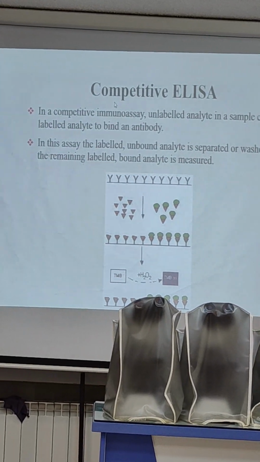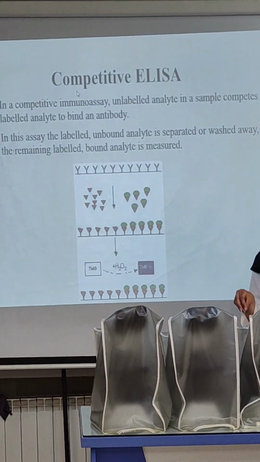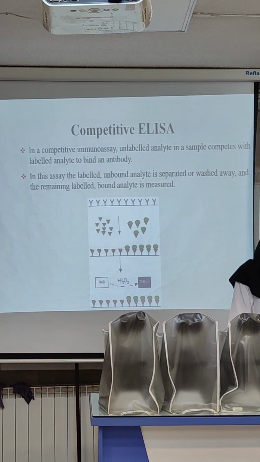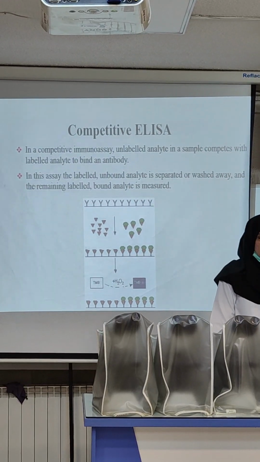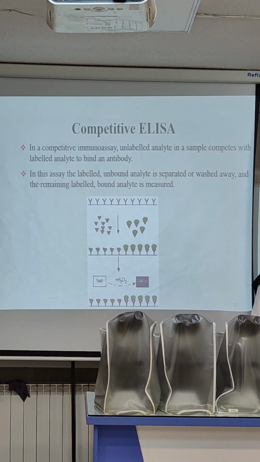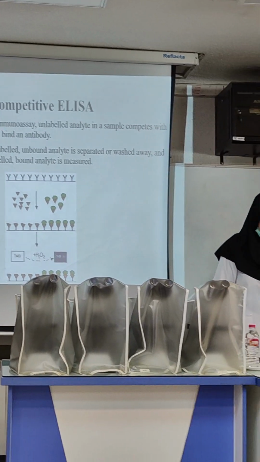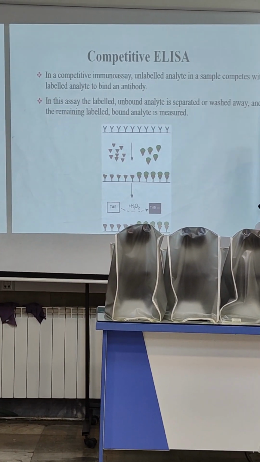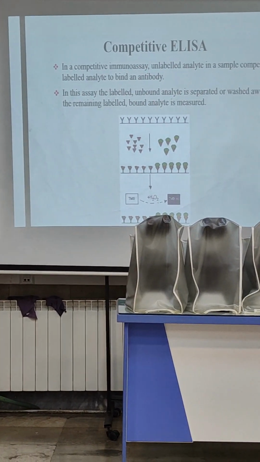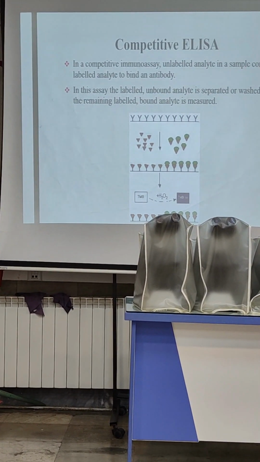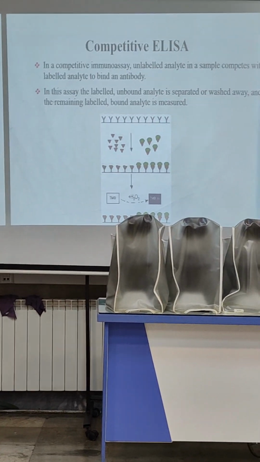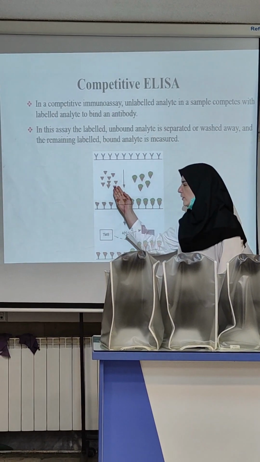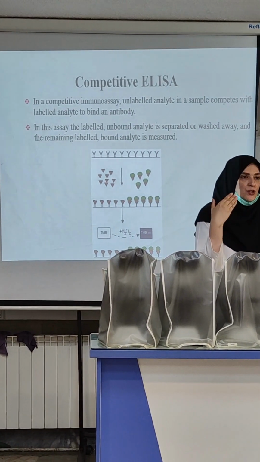About competitive ELISA: this is the principle of today's experiment. When we say competitive, what does it mean? There is a competition for the same site. At the same site, exactly. We have only one binding site. For example, this is the T3, and the tracer.